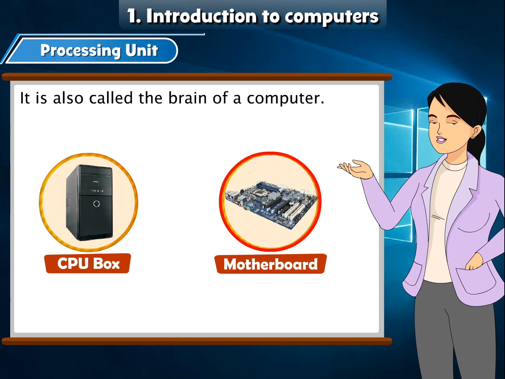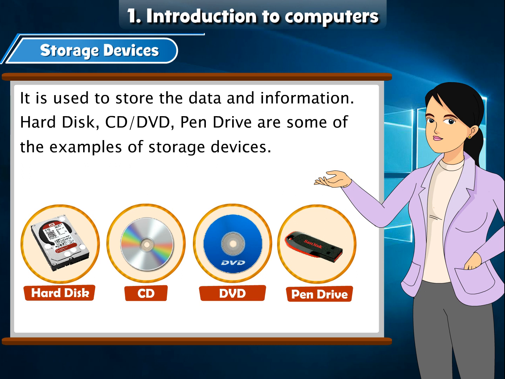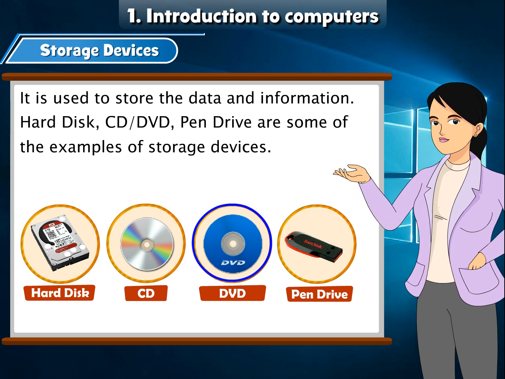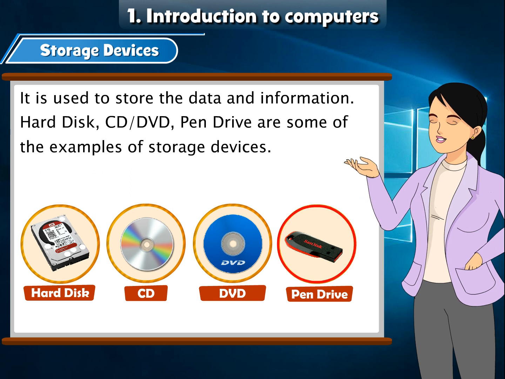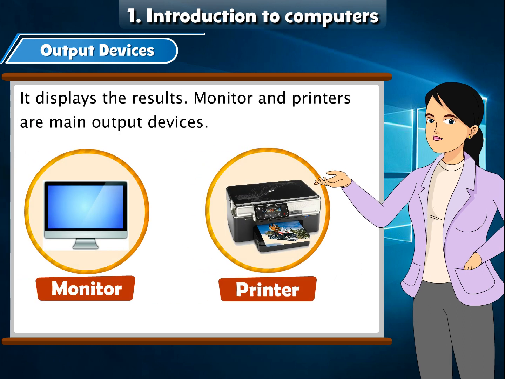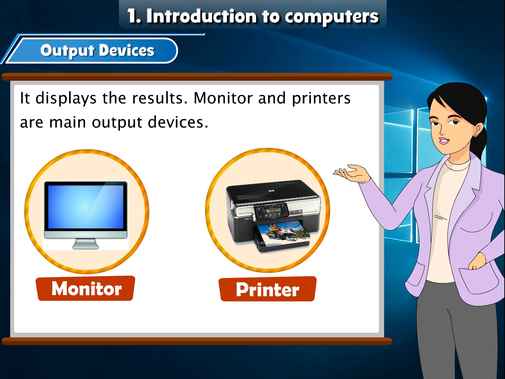CPU box, motherboard. Storage devices. They are used to store data and information. Hard disk, CD/DVD, pen drive are some examples of storage devices. Output devices. They display the results. Monitor and printers are the main output devices.